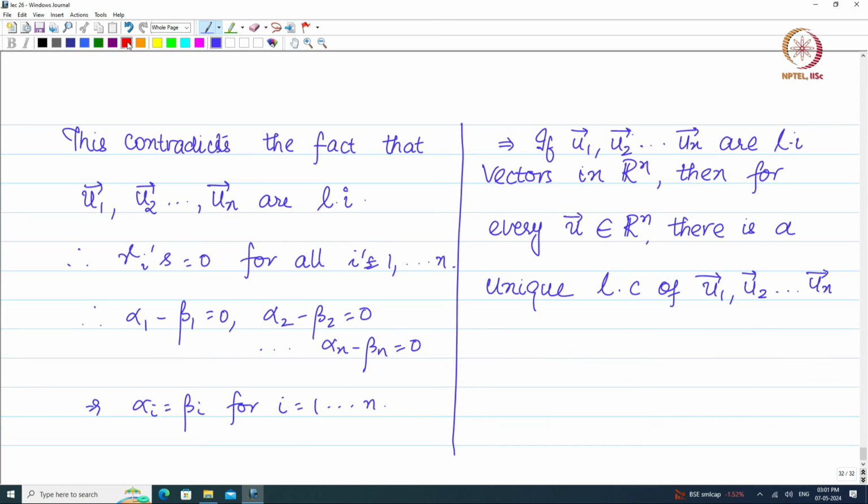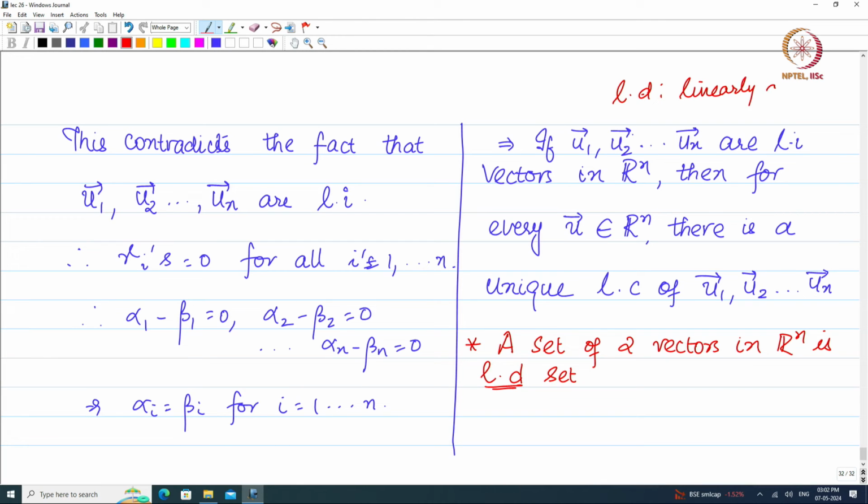So, let us make a couple of statements before we get on to something else. A set of 2 vectors in Rn is a linearly dependent (LD) set, I have actually used this term before, if one of the vectors is a multiple of the other.